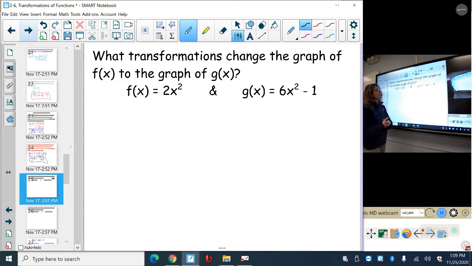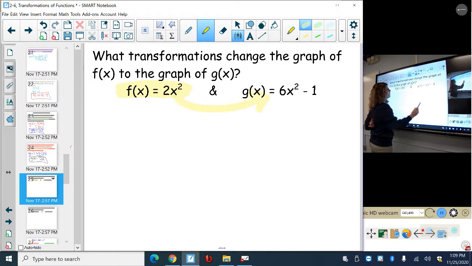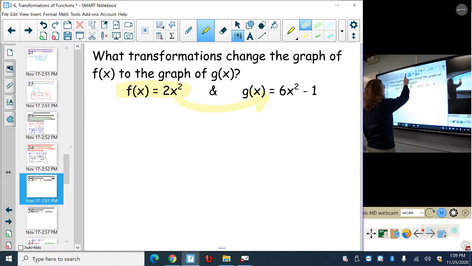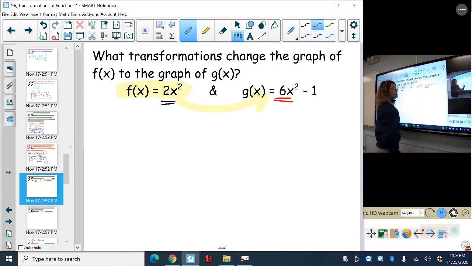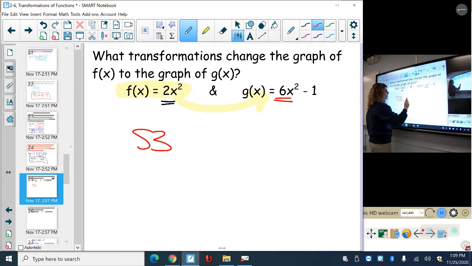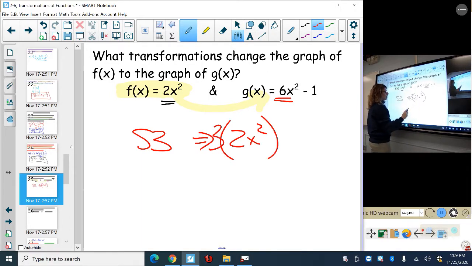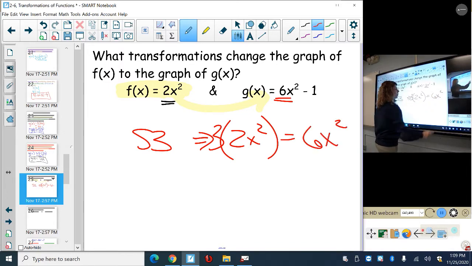What transformation changed the graph of f of x? So I'm going from here, and I want to go to here. So focus on one thing at a time. How am I going from a 2x to a 6x squared? Well, if you're saying we stretched it by 3, that would be accurate. Why do I say that? Because that means I'm taking 2x squared and multiplying it by 3 to give me 6x squared.